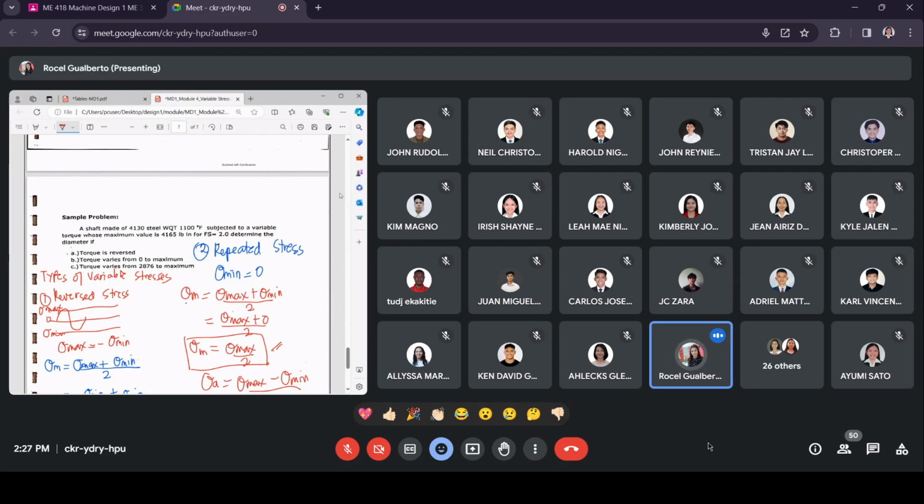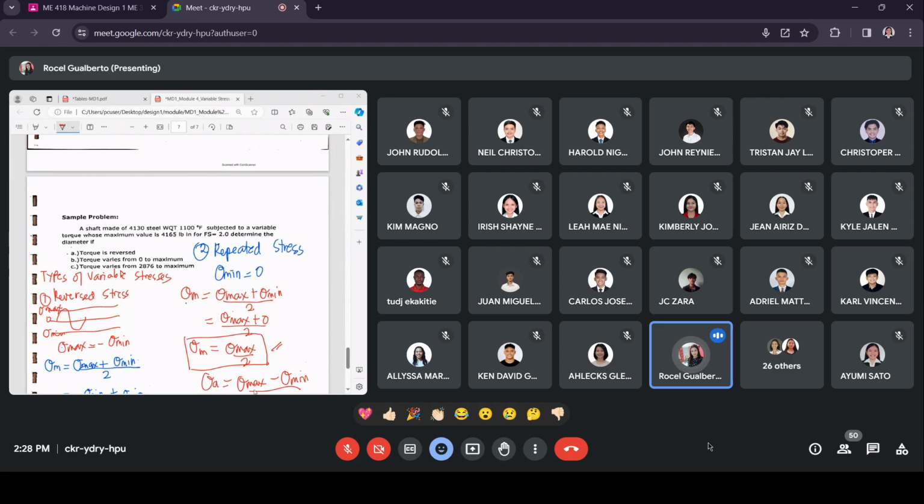So, we have a lot of equations po involved in this variable stress analysis. So, your assignment before our face-to-face meeting tomorrow is for you to review what we have discussed today, so you know what equation would be used in solving for the problem. So, alalahanin po lahat. How do you obtain each component in the Soderberg and the Goodman equation?